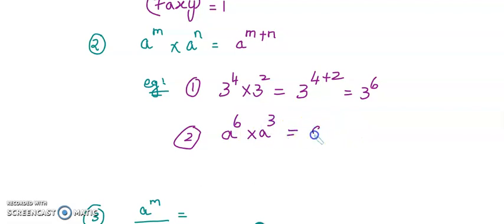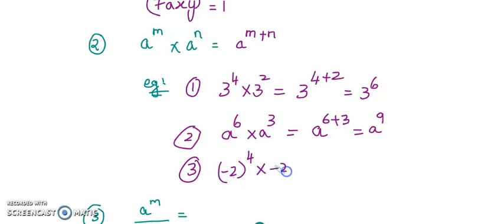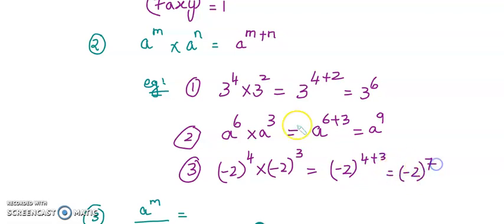Again, the bases are same. So 6 plus 3, which is a to the power 9. Let's take one more quick question. Negative 2 to the power 4 multiplied by negative 2 to the power 3. So the bases are same. Yes, it's negative 2. So negative 2 to the power 4 plus 3, which is negative 2 to the power 7.